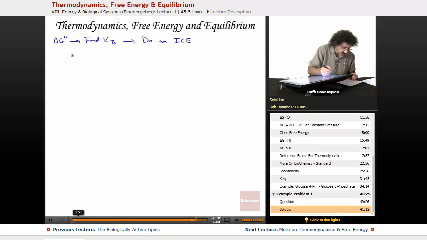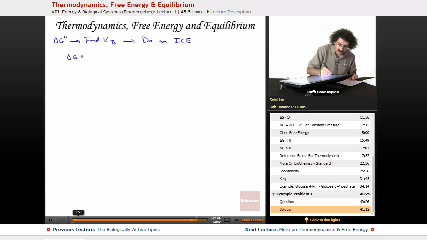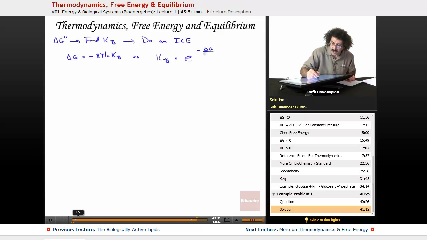So we start with our equation, which is, of course, delta G. I'm not going to keep writing the superscripts over and over again. You know that we do all of these calculations under the transformed biochemical standard. So I'm just going to write delta G equals minus RT ln KEQ. So when I rearrange, KEQ equals e to the minus delta G over RT.